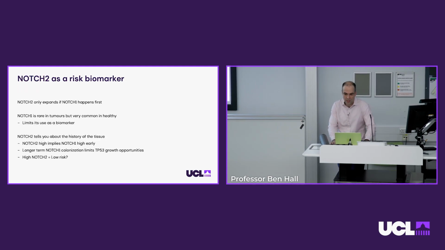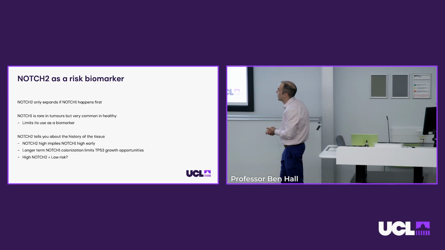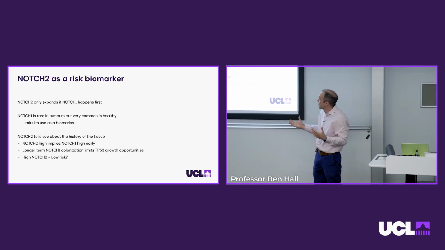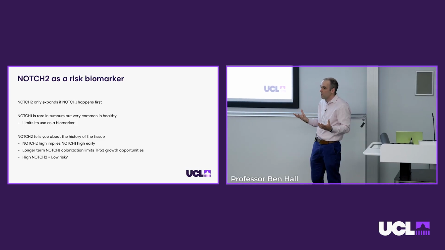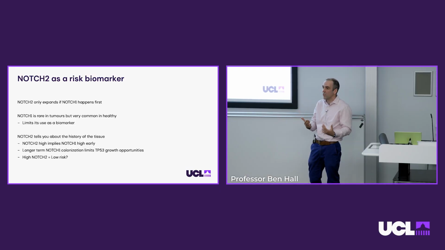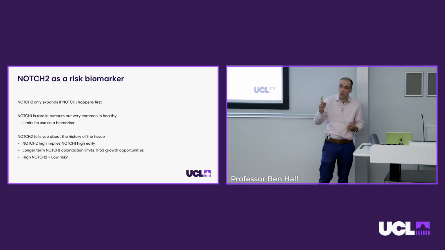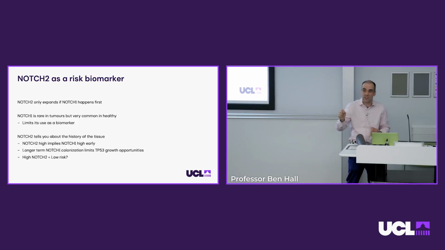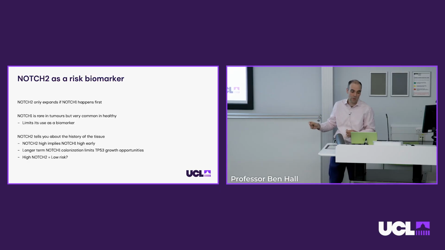So what else can we tell from the epistasis? Well, Notch2 only expands if Notch1 happens first. Notch1 is rare in tumours but very common in healthy tissue. Now that frequency might limit its use as a biomarker because you don't know how old those mutations are when you look at the tissue. But Notch2, because of its epistatic interaction with Notch1, gives you opportunity to learn about the history of the tissue.